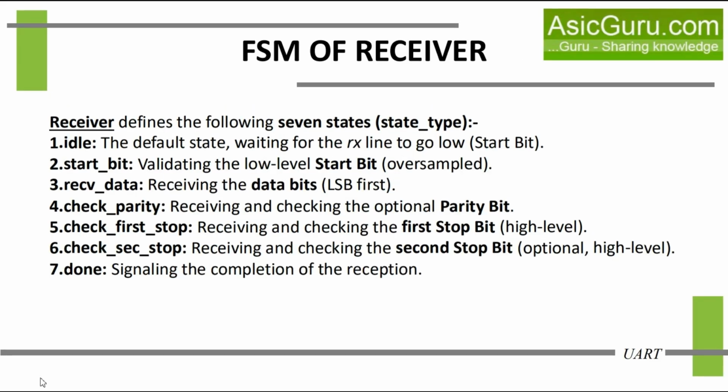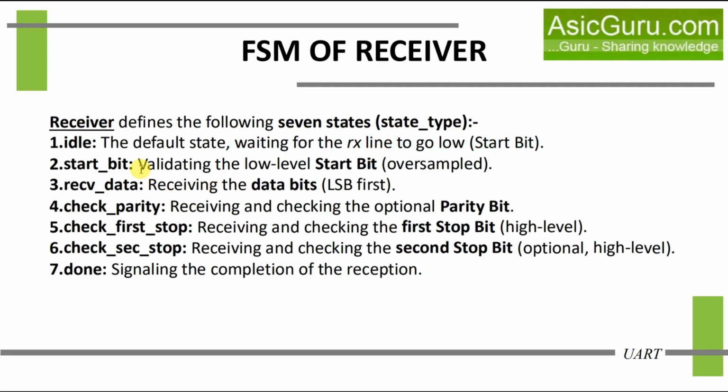Next is the FSM of the receiver. The FSM of the receiver also has 7 states. The first one is idle, then start bit, then receive data, check parity, check first stop, check second stop, and done. The idle default value is 1, and when it goes low, it means the start bit comes.